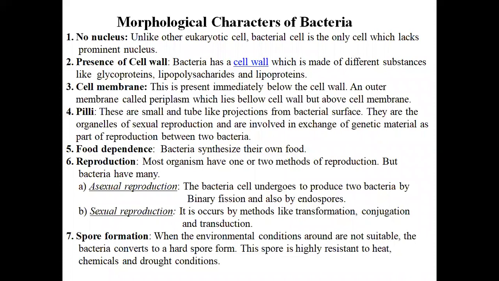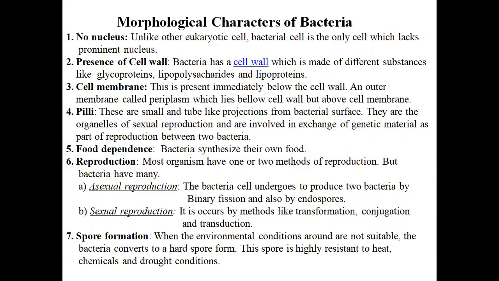Number one, no nucleus. Unlike other eukaryotic cells, the bacterial cell lacks a prominent nucleus. In case of fungus, as we have seen, it is eukaryotic in nature and a well-defined nucleus is there, but in case of bacteria there is no well-defined nucleus, so it is known as prokaryote. That is the basic first character in the bacteria.